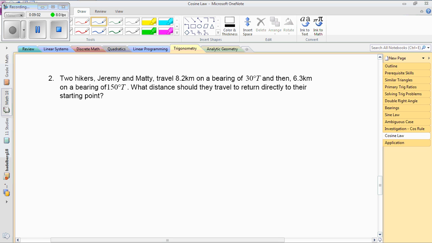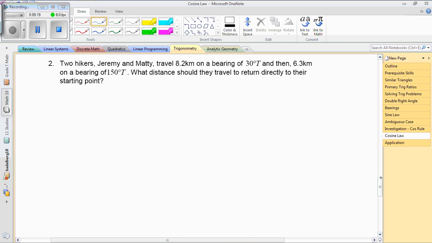Two hikers, Jeremy and Maddie, travel 8.2 kilometers on a bearing of 30 degrees true, and then 6.3 kilometers on a bearing of 150 degrees true. What distance should they travel to return directly to their starting point? So I need to be able to draw a diagram. Again, if you haven't already, pause the video, draw a diagram, and come back to the question.